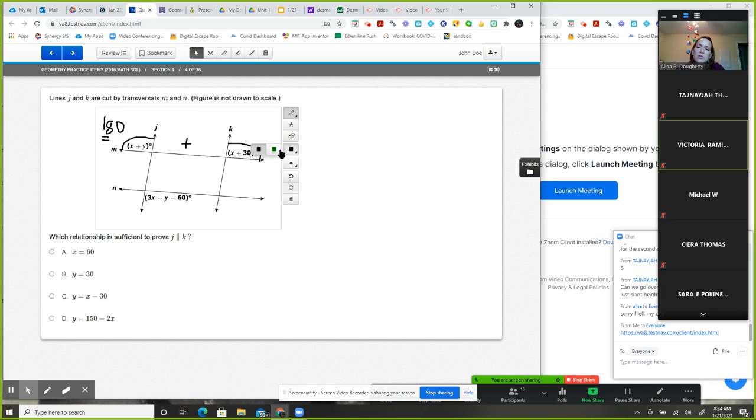If I change this to green, I can write some different equations. This angle is alternate to this angle. So those two angles, the green ones, are going to equal each other. There's two equations you can write here. Okay, same side supplementary and alternate is equal. Questions on that? We're just kind of playing with the tools right now.